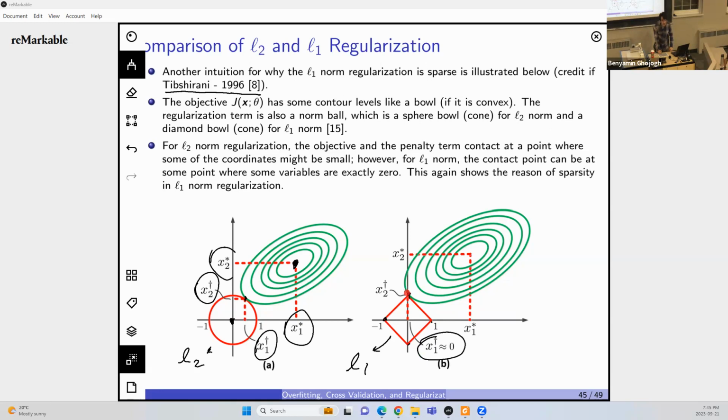Here, when it touches here, the solution will be here, and its x1 is 0, right? Now compare these two, L2 norm and L1 norm. Can you see the difference? In L2 norm, X1 dagger is small, maybe 0.0001, but it's not 0. In L1 norm, it's exactly 0. That's the reason that L1 norm makes it sparse. Did you see the beautiful analysis by Tibshirani?